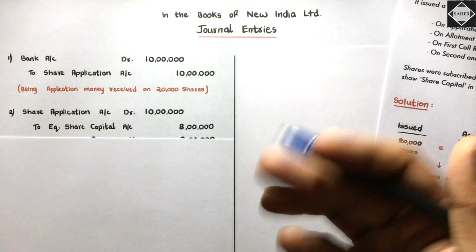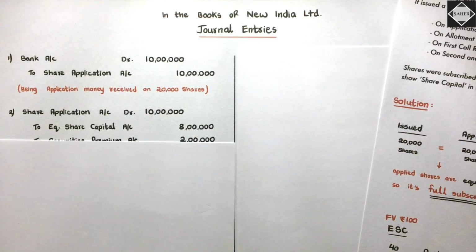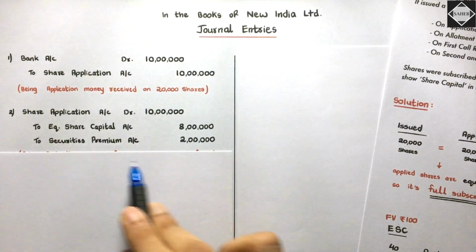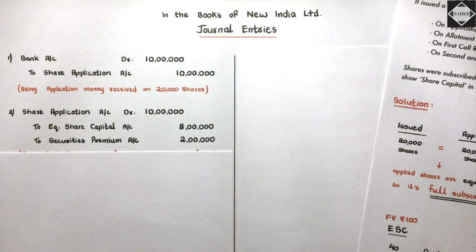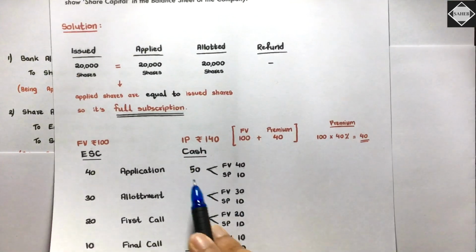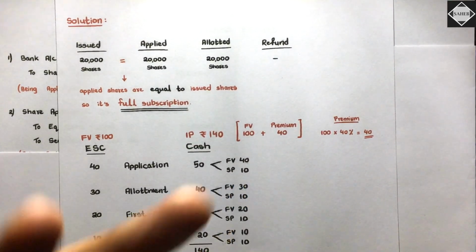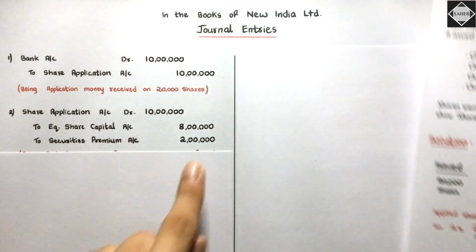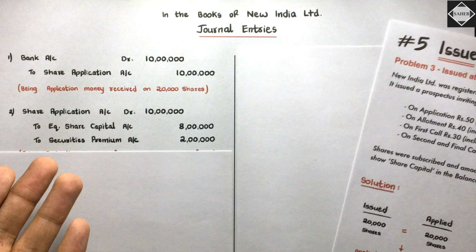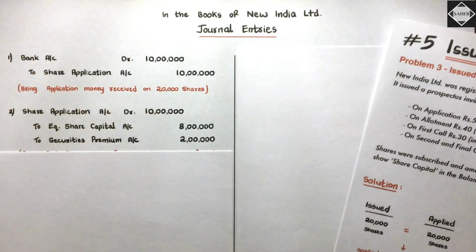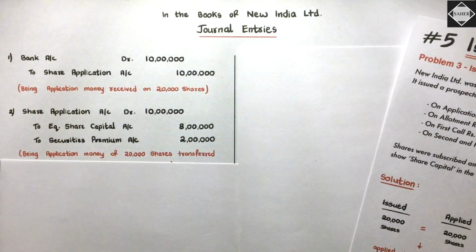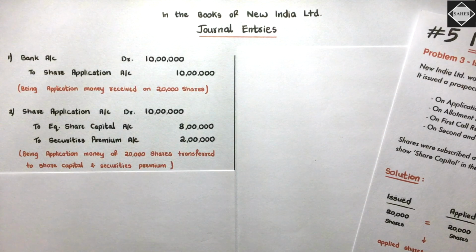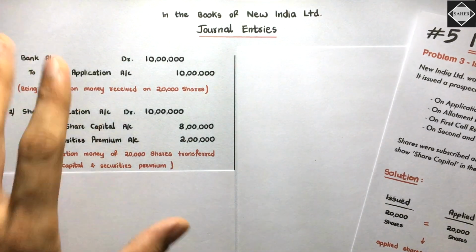Then whatever is the extra, the balancing figure, that will go to securities premium, because you all know now, in this 50, there was 10 rupees premium. 20,000 into 10 if you do, how much is that? That is 2 lakh, no? If you want, you can calculate or just take it as a balancing figure. That's also fine. The narration you can write in your own words. Fine. So application you understood.